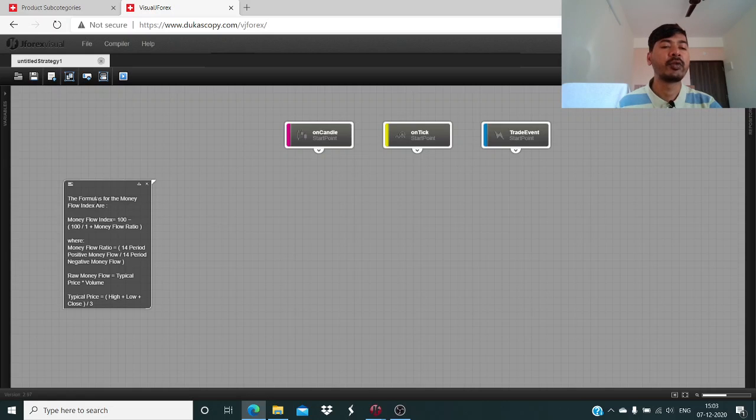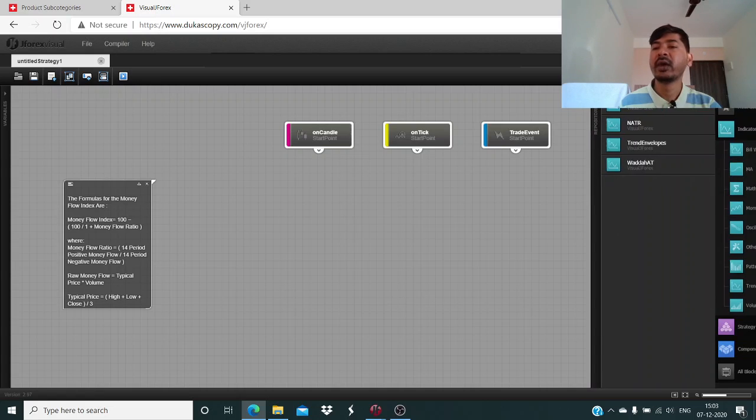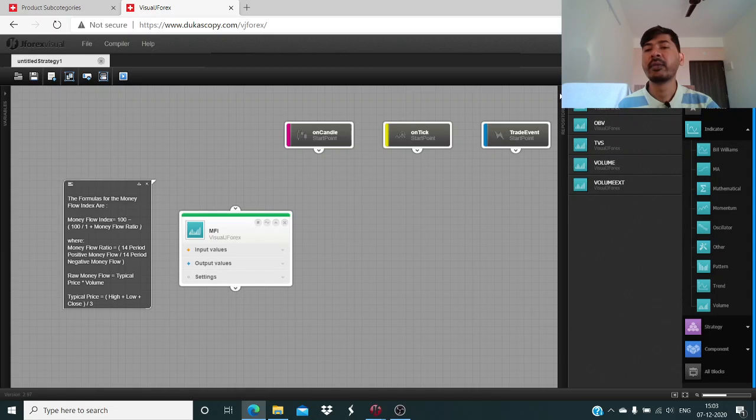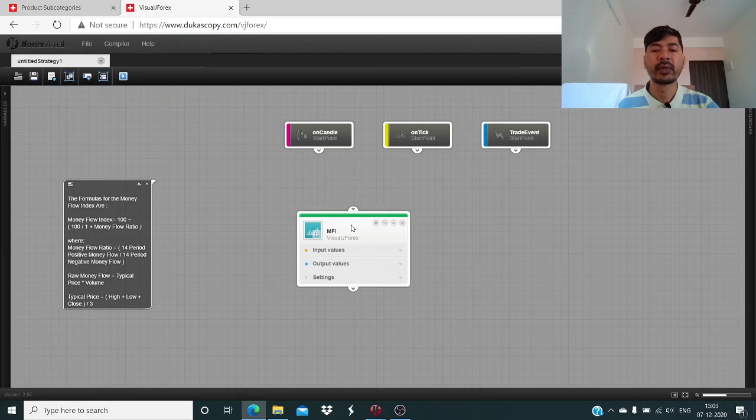I have also included the formula for Money Flow Index, how it is calculated. I will not really go into the details of its calculation. For us, the job will be done by the system. We will use the automated setup for that. You will find this indicator block listed amongst volume indicators. Here it is, MFI, Money Flow Index.